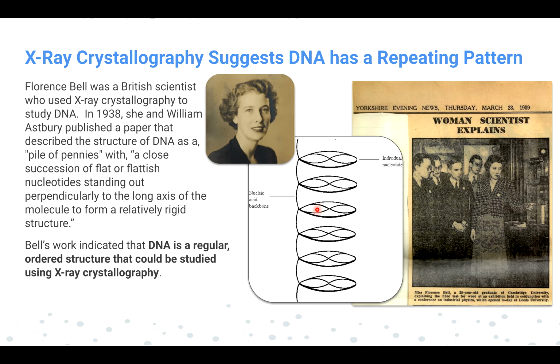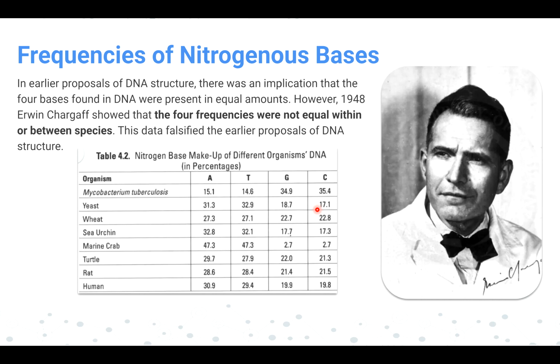Then later on, Florence Bell, a British scientist, did X-ray crystallography to study the DNA. In 1938, she and William Astbury published a paper that described the structure of DNA as a pile of pennies with a close succession of flat or flattish nucleotides standing out like this. But it was not convincing many people at that time.